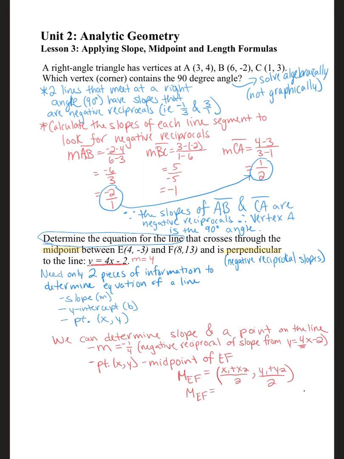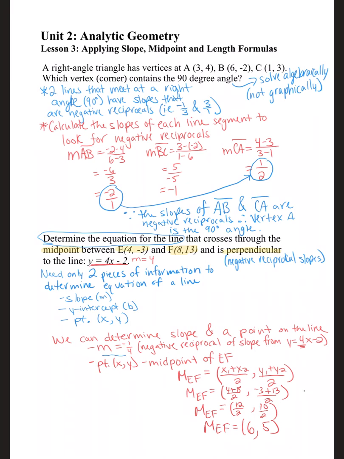So our x values from point E and point F, if we look back up in our problem, were 4 and 8. So 4 plus 8 divided by 2. And our y values were a negative 3 plus 13 divided by 2. So we'll continue to simplify this. We'll have 12 over 2 and 10 over 2. So we can say that the midpoint of EF is 6, 5, right? Now we have a point on the line.